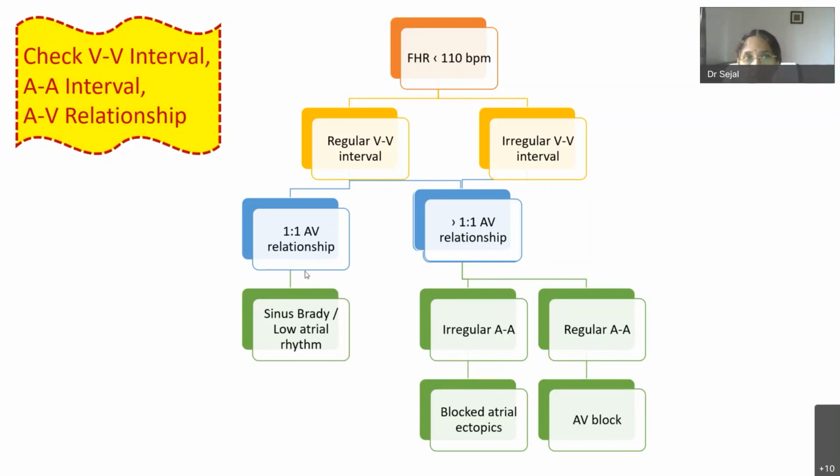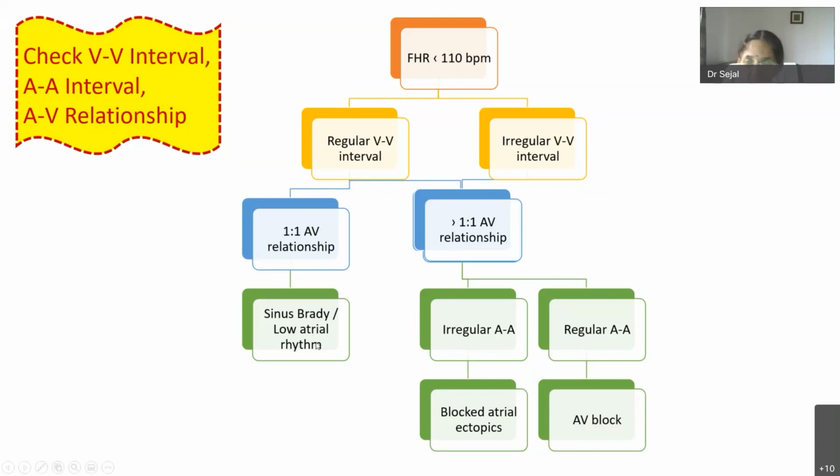So at the end of it, check your VV interval, check your AA interval, and check your AV relationship. I personally feel compared to fetal tachy, fetal brady is actually much easier to understand and sort out. And your management is also a little simpler, though the response to treatment is not as easy as in tachy.